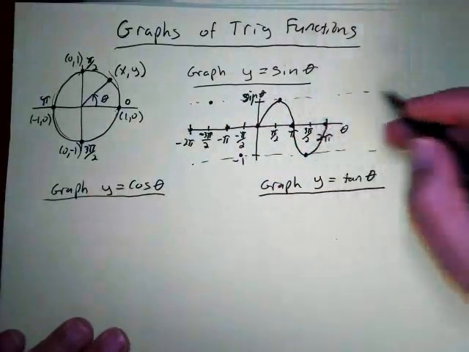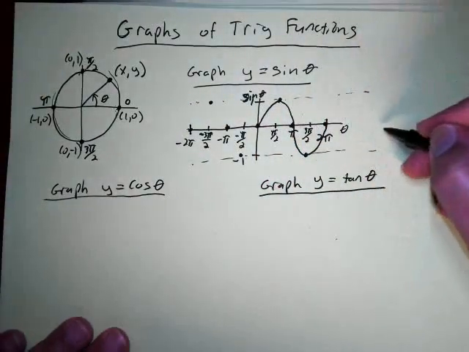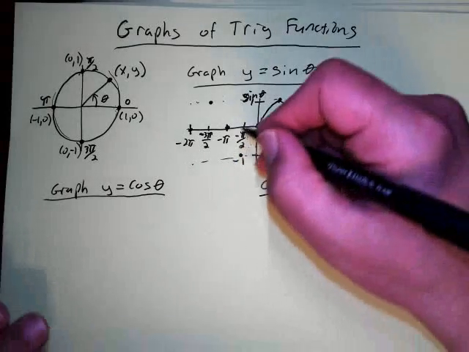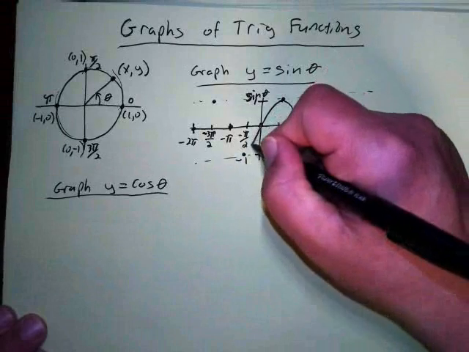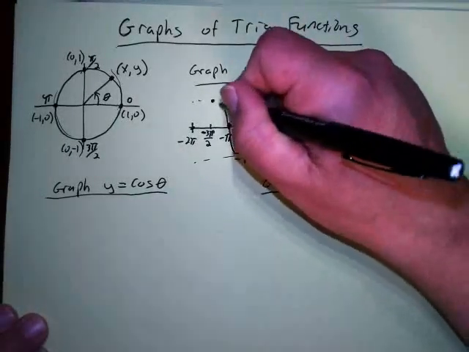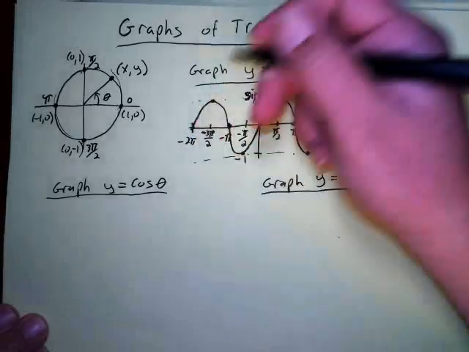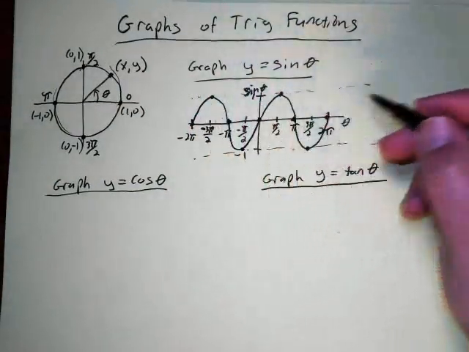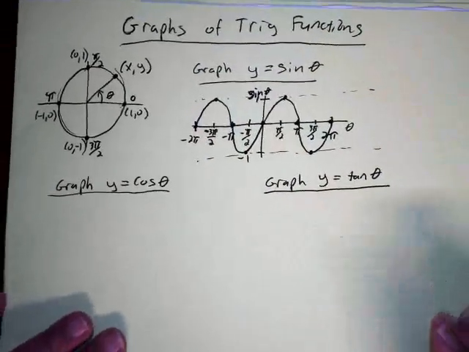If you keep going, it would go through a second cycle, a third cycle, and a fourth cycle. It keeps repeating itself. Then this goes down here, up here, and then like that. And so that's 2 cycles.